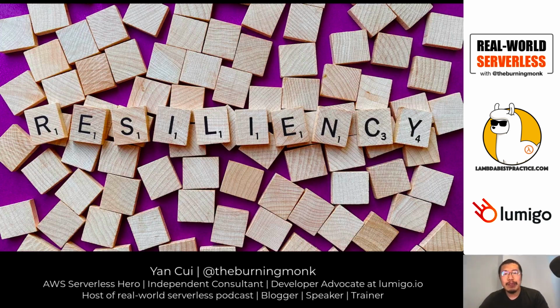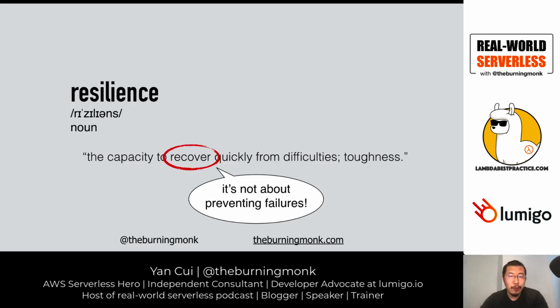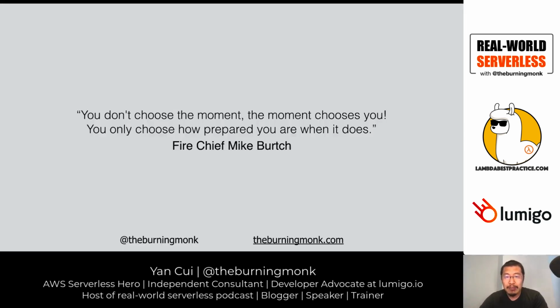But what does it actually mean when we say you have to build systems that are resilient? If you look at the dictionary definition for resilience, it says the capacity to recover quickly from difficulties, or toughness. In other words, it's not about preventing failures. And that's important because, as Werner once said, everything fails all the time. You have no control over when failures happen. All you can do is prepare yourself for when they do happen, and they will. Eventually, everything is going to fail.